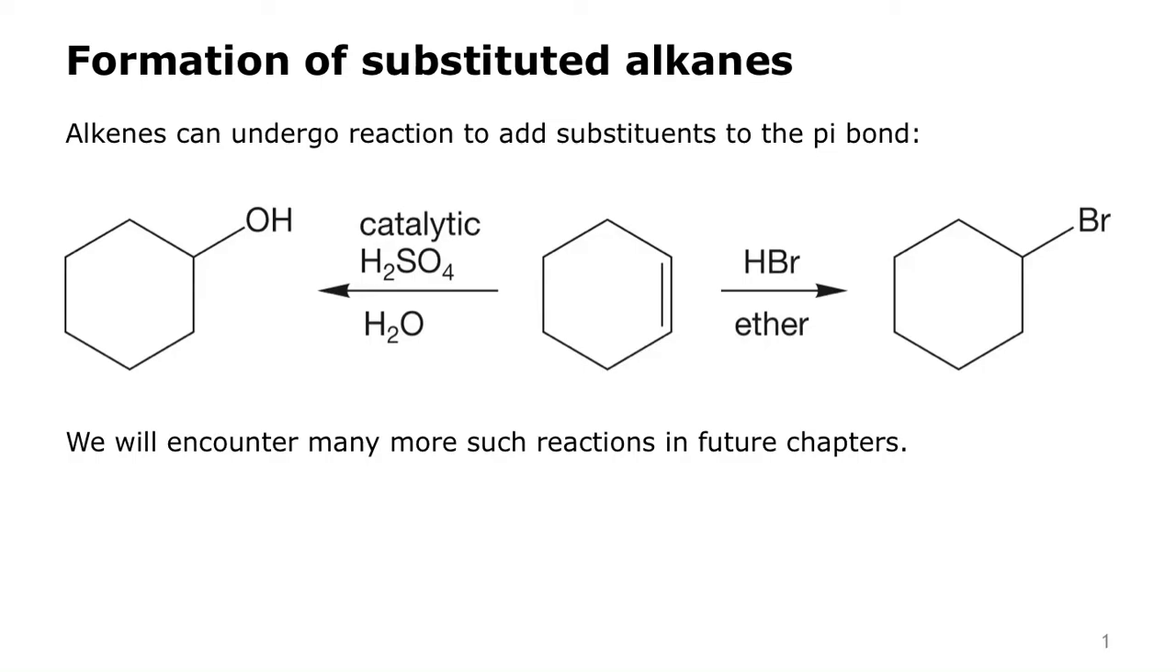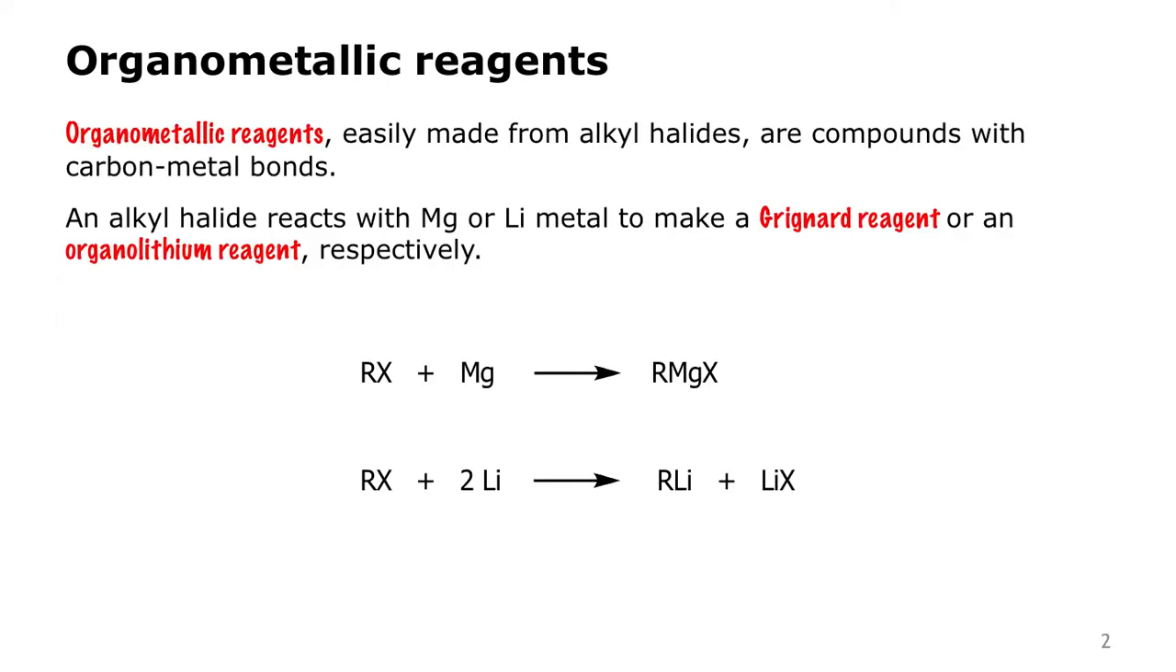Early in the course, we learned how to transform alkenes into alcohols and alkyl halides. And we're going to look now at other things we can use alkyl halides for. Probably their most useful application is in their conversion into so-called organometallic reagents. And these are simply compounds that contain carbon-metal bonds.